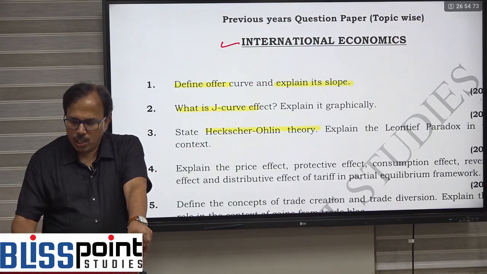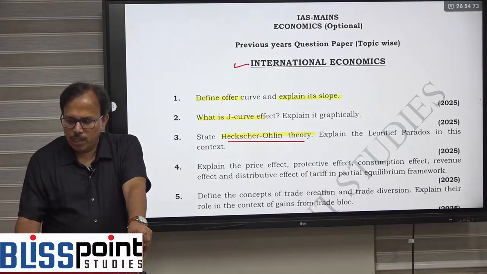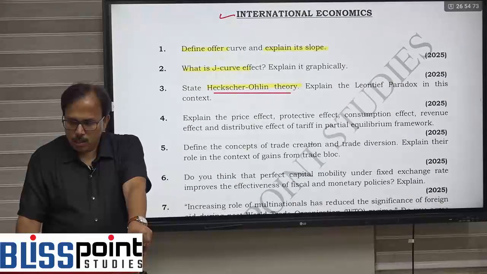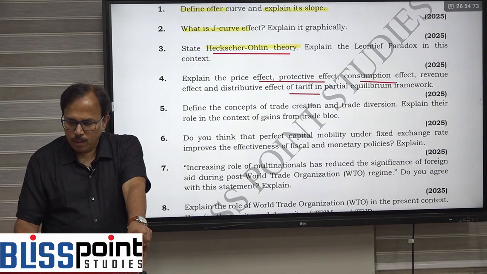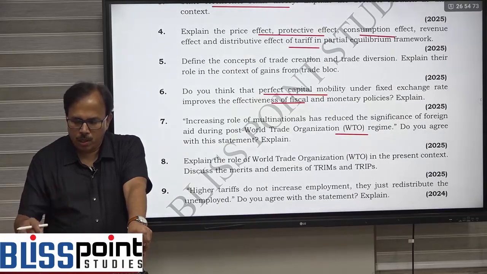State Heckscher-Ohlin theory. So you have to just state the Heckscher-Ohlin theory and explain the Leontief paradox in this context. Price effect, protective effect, consumption effect of the tariff. Then this question from the Mundell-Fleming model. Then global institution also part of the optional.